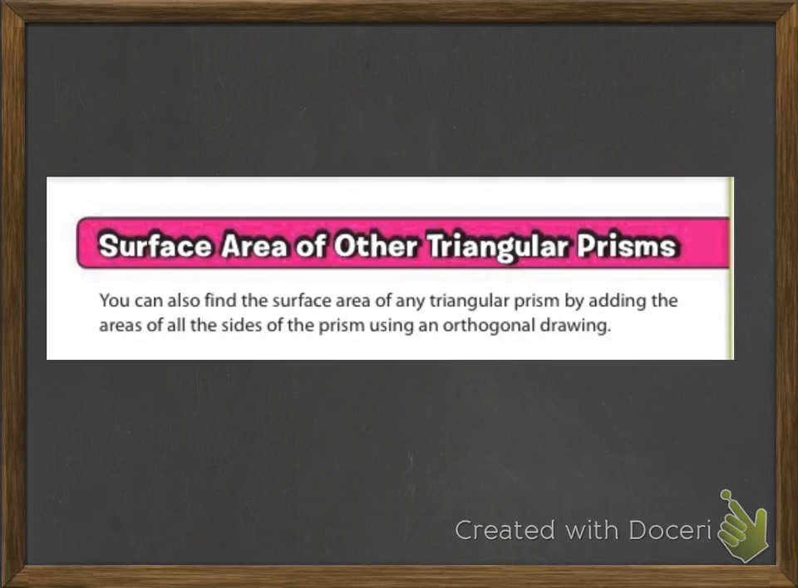So, the surface area of other triangular prisms. You can also find the surface area of any triangular prism by adding all the areas of all the sides of the prism using the orthogonal drawing.